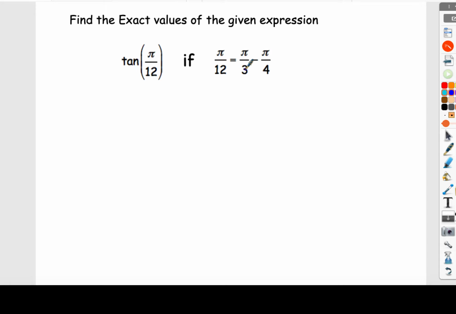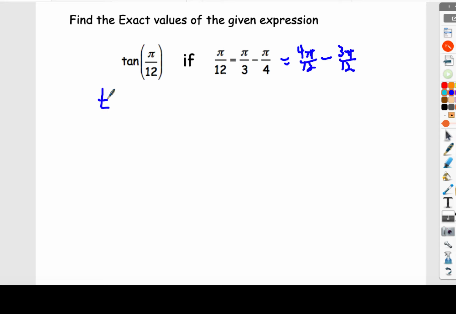If we thought of it that way, we want to sometimes just convince ourselves: this is 4 pi over 12, that's pi over 3, minus 3 pi over 12, same thing as pi over 4. So 1/3 pi minus 1/4 pi is really pi over 12.